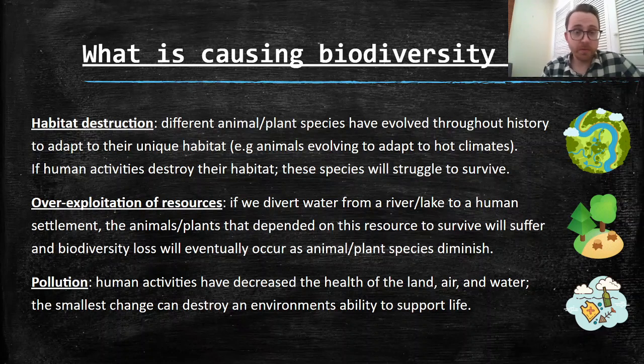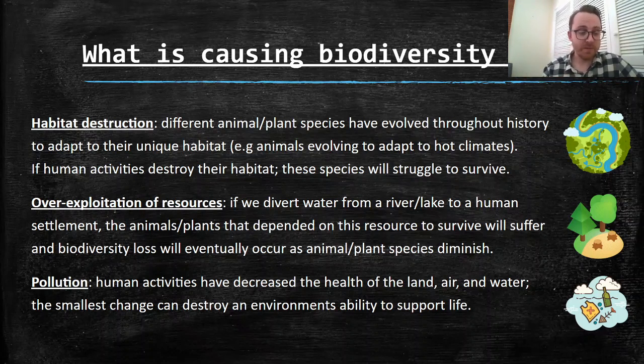So we're being a bit too greedy. So if we divert water from a river or a lake to a human settlement, for example, the animals and the plants that depended upon this resource to survive will suffer, and biodiversity loss will eventually occur as animal and plant species diminish. So over-exploitation is just taking more than we can, basically more than is sustainable.